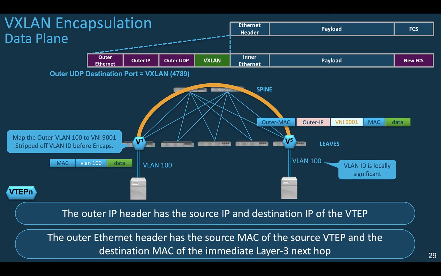The outer Ethernet header has the source MAC of the source VTEP and the destination MAC of the immediate layer 3 next hop. At the destination, the egress VTEP de-encapsulates the VXLAN header and adds the VLAN tag configured for the mapping given at that particular VTEP on the particular leaf node. As a result, the VLAN ID is locally significant. It does not have to be the same VLAN ID from end to end. Although the layer 2 broadcast domain is being extended over the fabric, which is what we call the bridge domain.